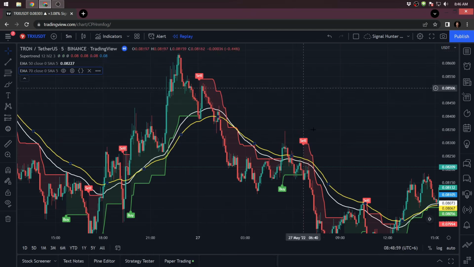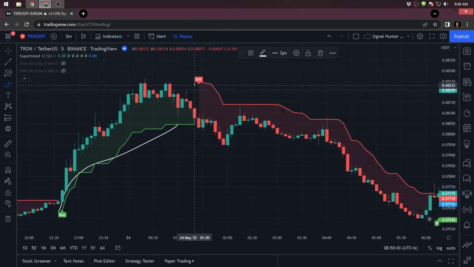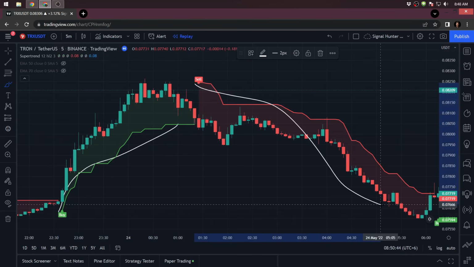Now it's ready to catch signals. So before catching signals, let's introduce the indicator momentum. First go with the Supertrend indicator. Supertrend has two trend lines, a green uptrend line and a red downtrend line. The green trend line indicates a bullish market and the red trend line indicates a bearish market.